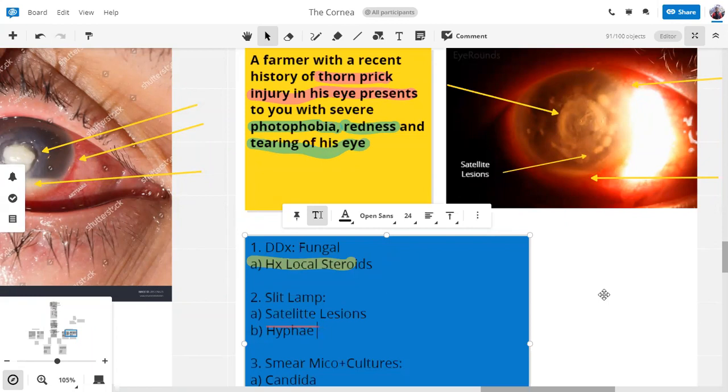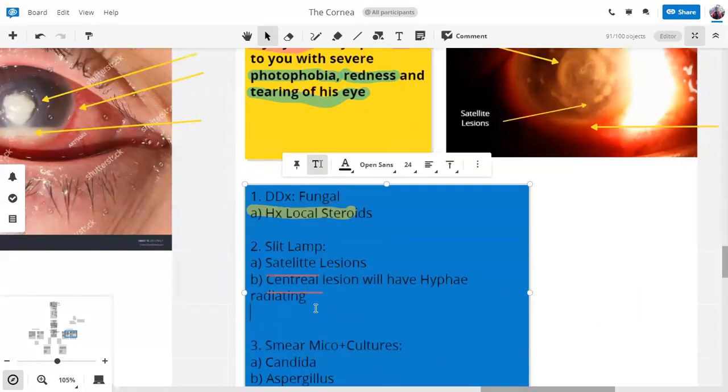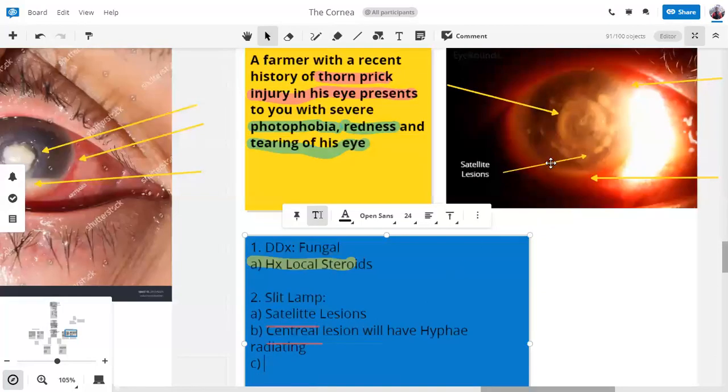Right? So the central lesion will have hyphae radiating from it. There will be satellite lesions all around it. And a third finding is that there will be a ring, a small ring around a lesion, this whole lesion, or there will be small rings.